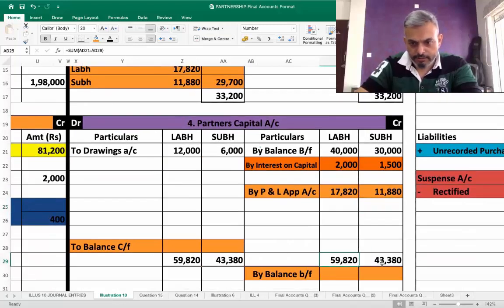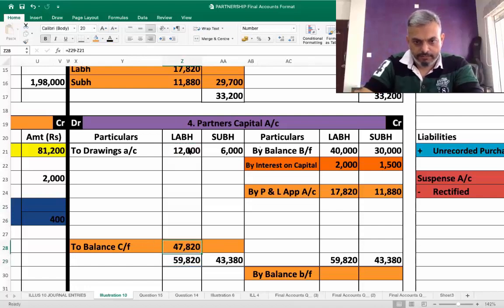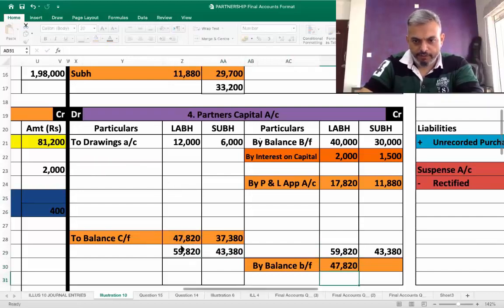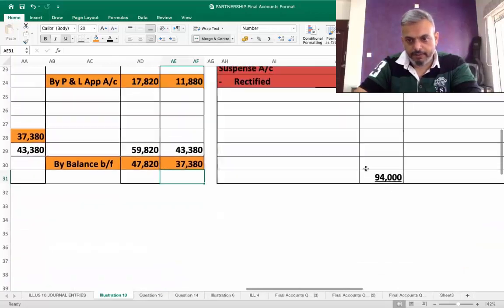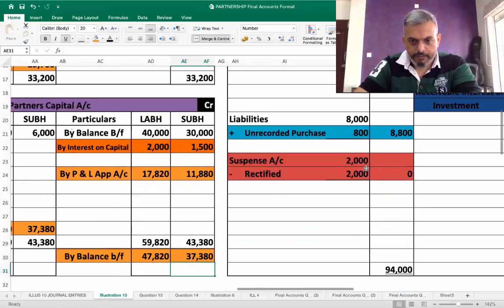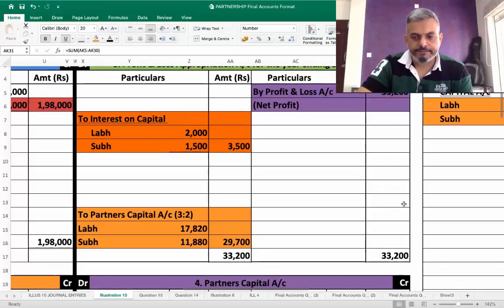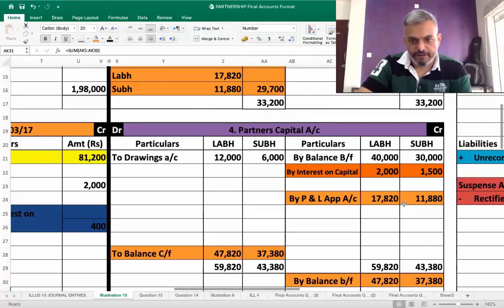and then the total minus 12,000 minus 6,000, transfer it by balance brought forward, and capital. Okay. So it comes to 94,000, 94,000. Now it's standing. Go through the sum, see if you have any doubt.